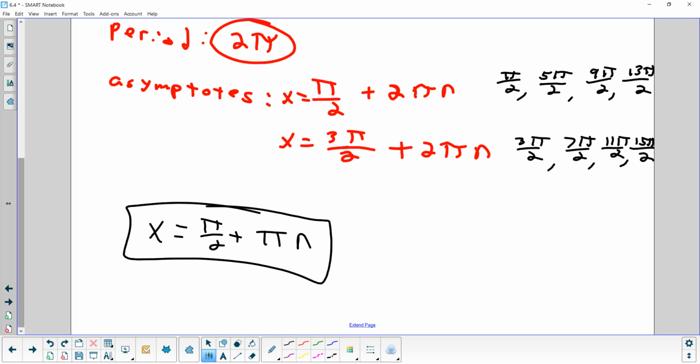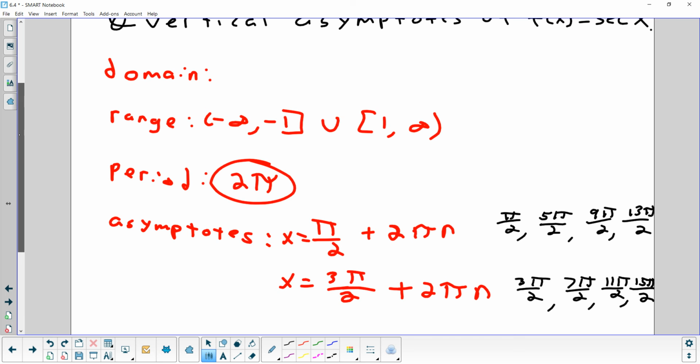If you wrote your asymptotes like this, that single equation combines those two into one. Because now, the first one you would get here is 3 pi over 2. Then the next one would be another 2 pi over 2, so that'd be 5 pi over 2. Then if you add another 2 pi over 2, you get 7 pi over 2. So this works perfectly and is a little more elegant than two separate equations. But I'm okay with the two separate.